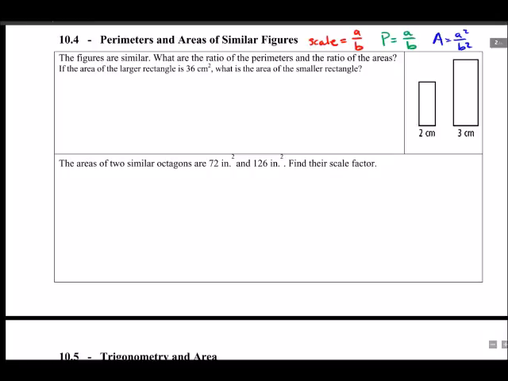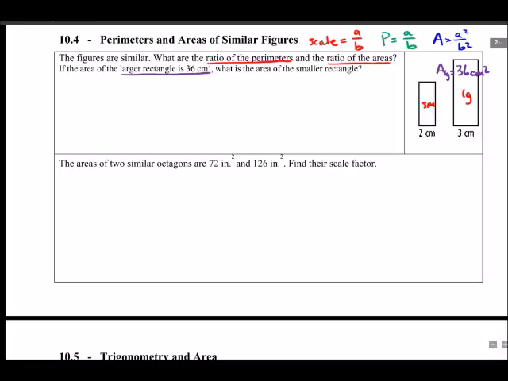All right, let's look at our first problem. The figures are similar. Good to know. We want to know what is the ratio of the perimeters and the ratio of the areas, if the larger rectangle has an area of 36 centimeters squared. So the first thing I'm going to do, I'm going to label small, large, and what do I know? I know the area of this one is 36 centimeters squared. That's area large. And we are looking for area small.